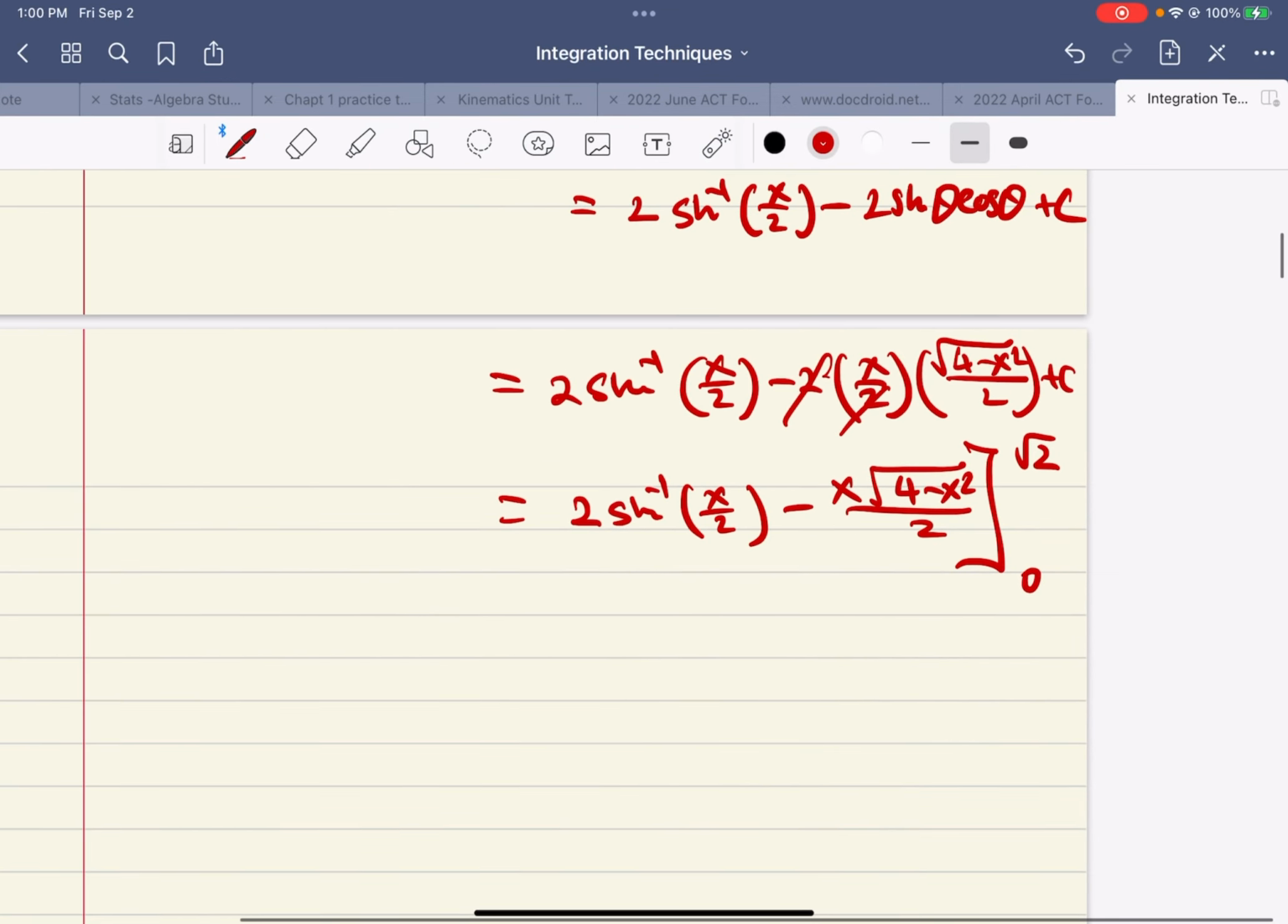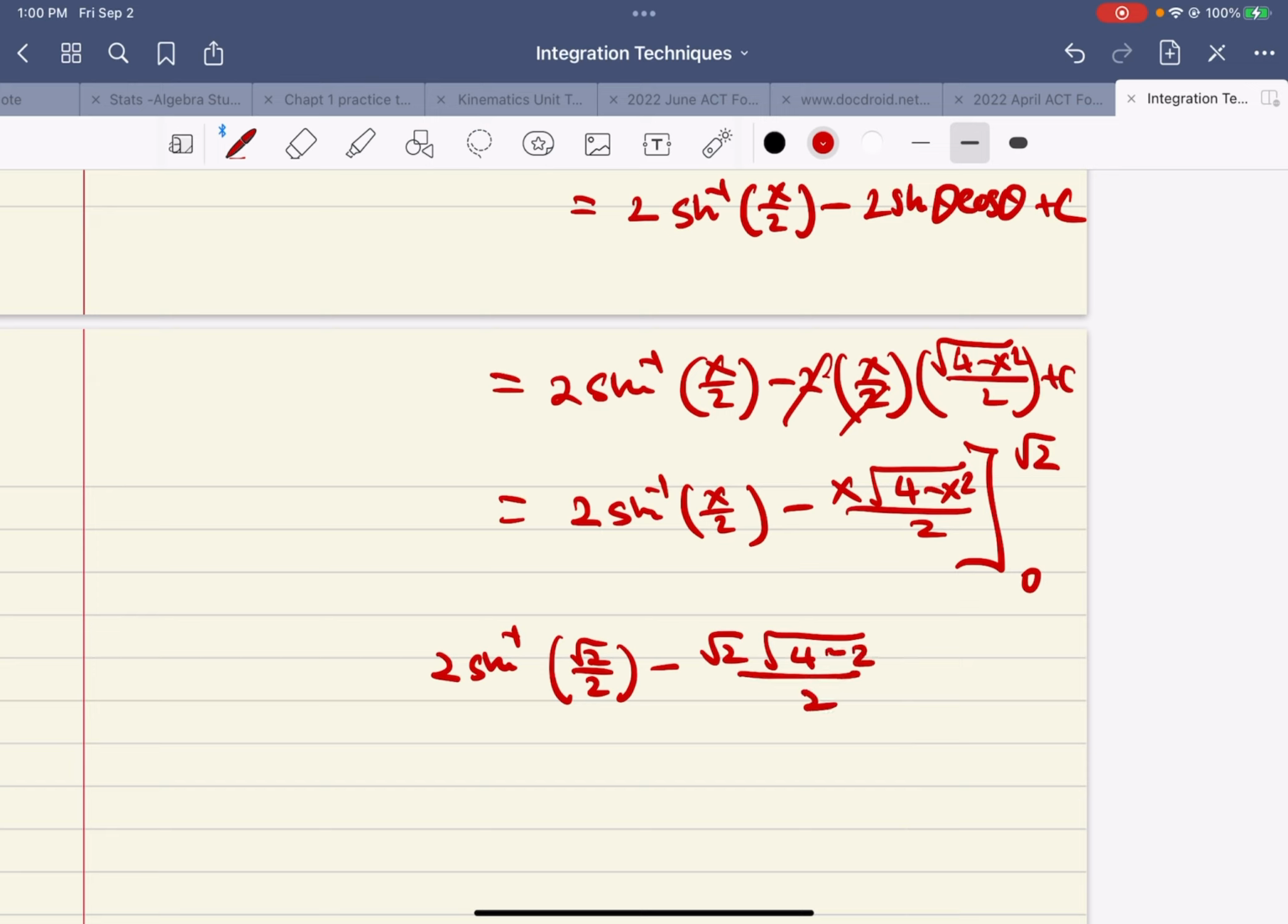So when you plug in, 2 inverse sine of root 2 over 2 minus root 2 times square root of 4 minus root 2 squared over 2. When you put 0, minus, inverse sine 0 is 0. So this one is gone when you put 0, and also this one is gone, so we don't have to worry about it.